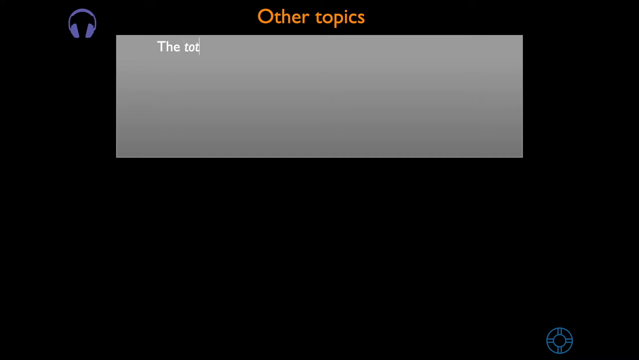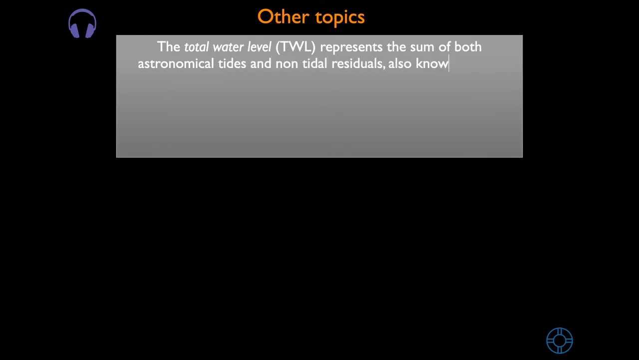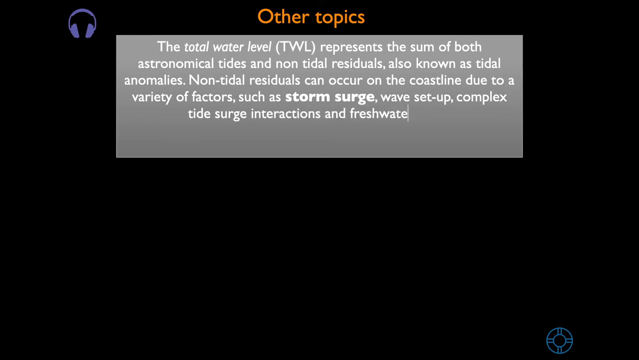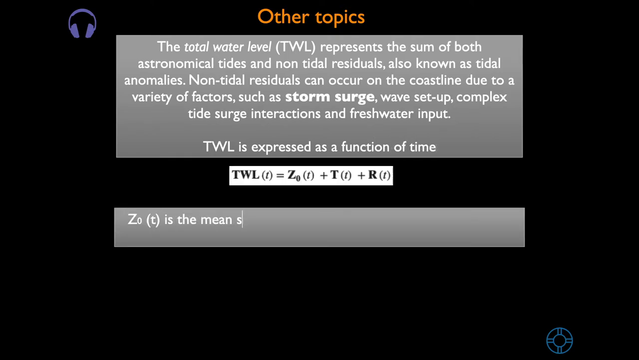The total water level, TWL, represents the sum of both astronomical tides and non-tidal residuals, also known as tidal anomalies. Non-tidal residuals can occur on the coastline due to a variety of factors, such as storm surge, wave setup, complex tide-surge interactions, and freshwater input. TWL is expressed as a function of time, where Z is the mean sea level, T is the tidal component, and R represents non-tidal residuals.